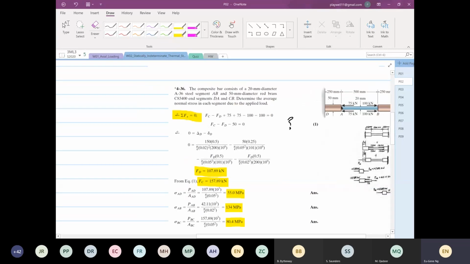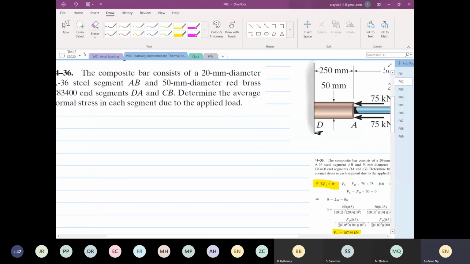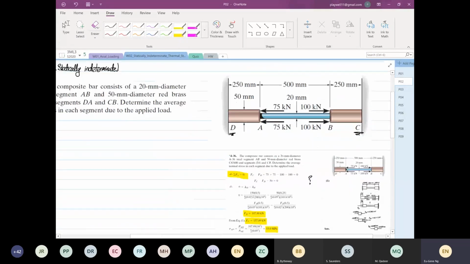So to start this problem, we have to look at this structure now. We know that this structure we have to divide into 3 different sections. So we know the sections to divide are D to A, A to B, B to C. But let's read the question further.